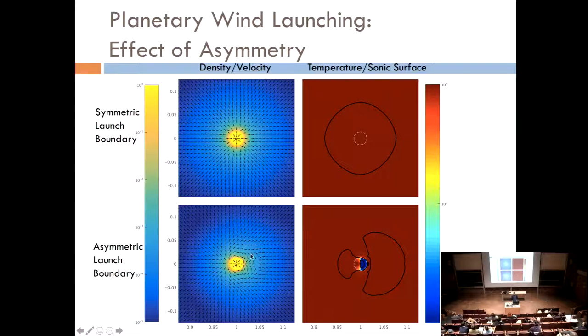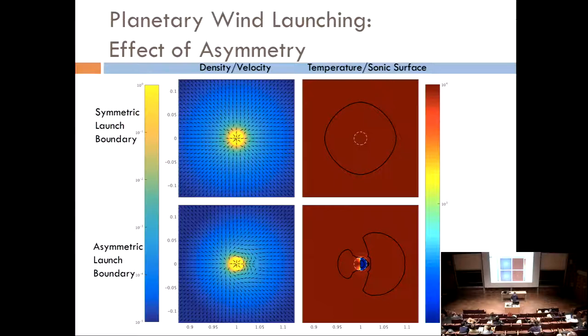So you end up with a sonic surface where, on this side, material is flowing out. But some of that material flows back in, and you actually get a shock here as material from the day side flows back and coalesces onto the night side. So this is just telling you that this boundary condition is doing what it needs to in terms of producing an aspherical wind.